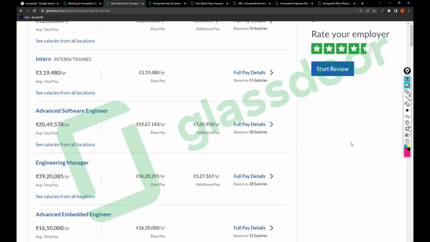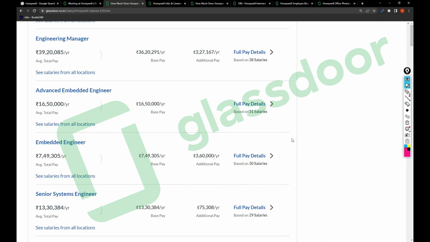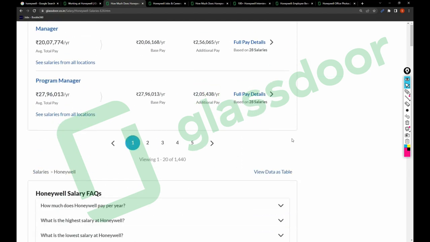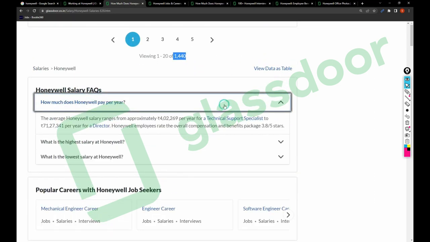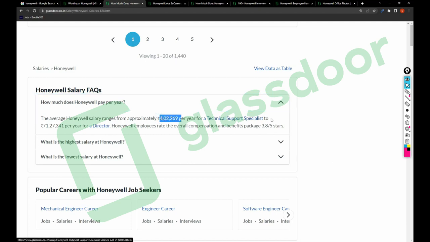I think these salaries are pretty much equal to market standards, or some are even better when compared to some big companies. And there are 1440 salaries so far related to this company, so I recommend you to go with this so you will understand more. And keeping that aside, the average Honeywell salary ranges approximately from 4 lakh 2 thousand for a tech support to 71 lakh 27 thousand for a director. So these are the salaries of Honeywell, friends.